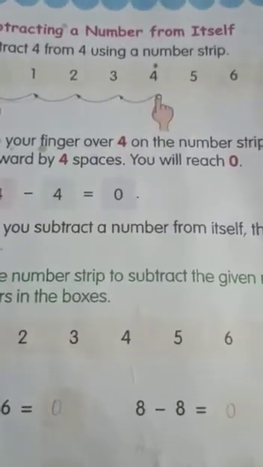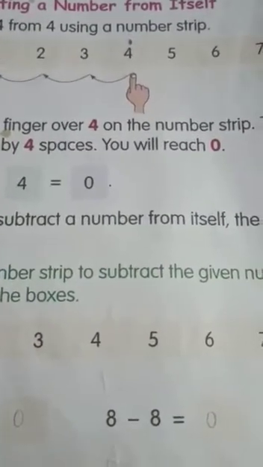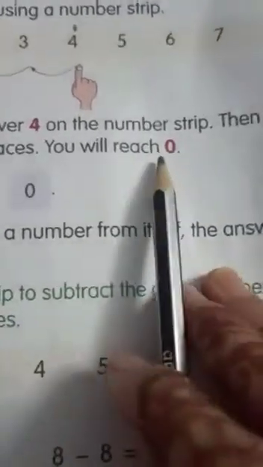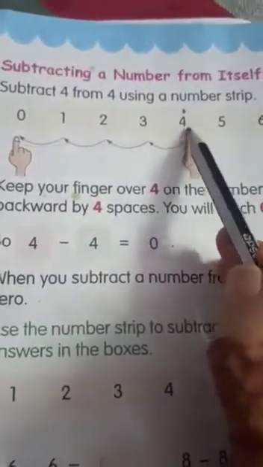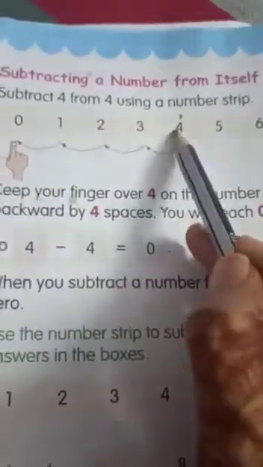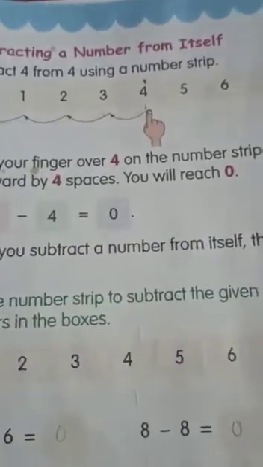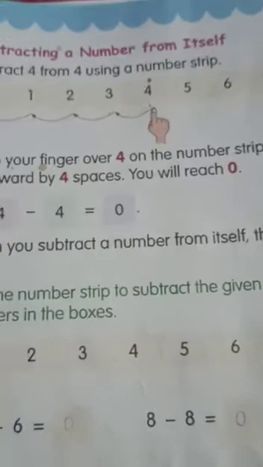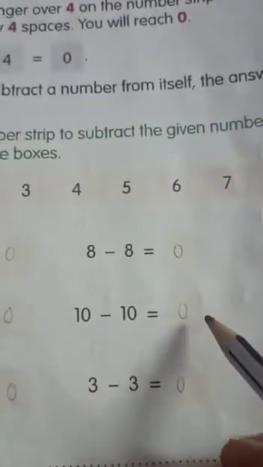Subtracting a number from itself. If you subtract a number from itself, you will get 0. See here, we are subtracting 4 from 4. So take 4 backward jumps. 1, 2, 3, 4. So always remember, if you subtract a number from itself, the answer is always 0. 10 minus 10 is 0. 3 minus 3 is 0. 5 minus 5 is 0.